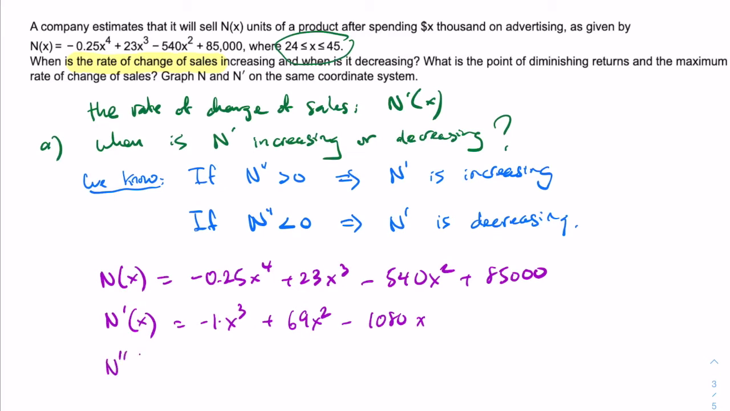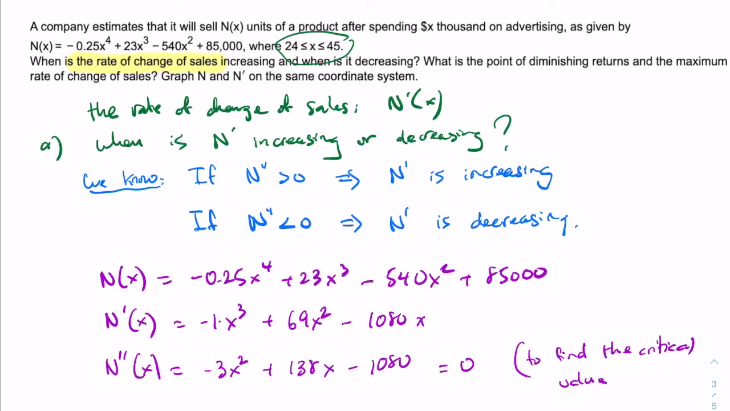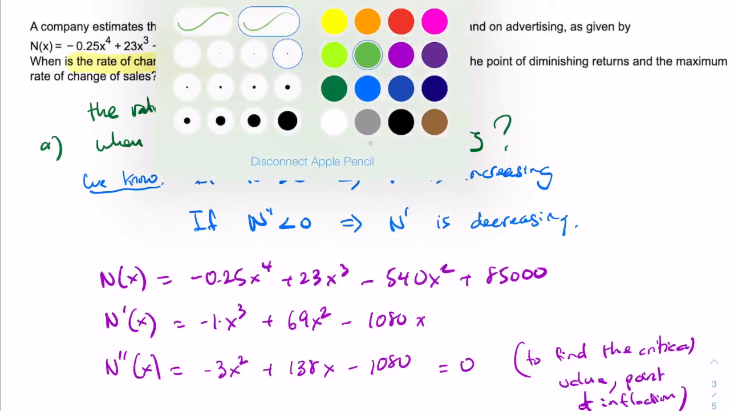Let's do it one more time to find the second derivative. That's going to be negative 3x squared plus 138x minus 1080. So we got the second derivative. What we want to do now is set this equal to 0 to find the critical value. The critical value for the second derivative is a potential point of inflection, or the point of diminishing return. It's different from the first derivative critical value.